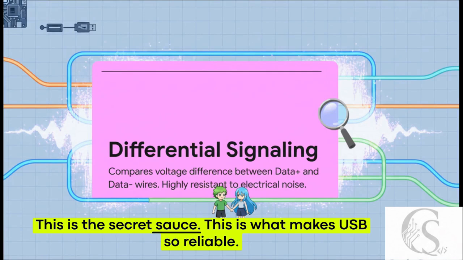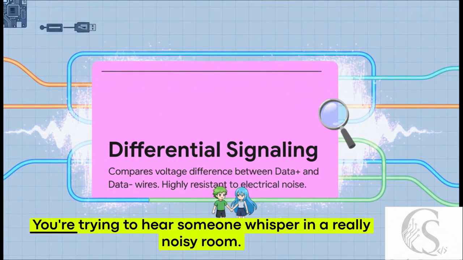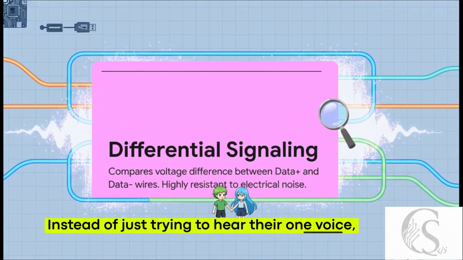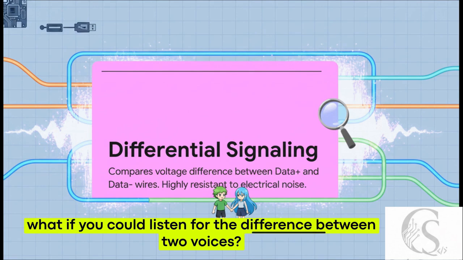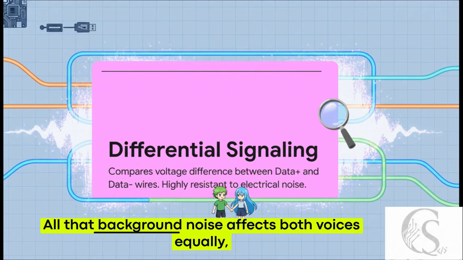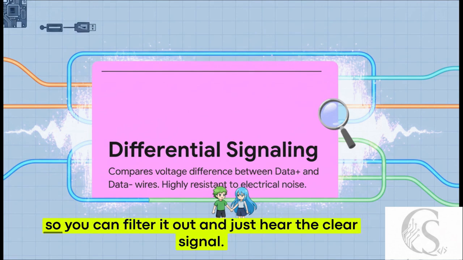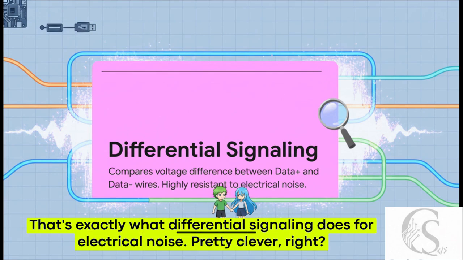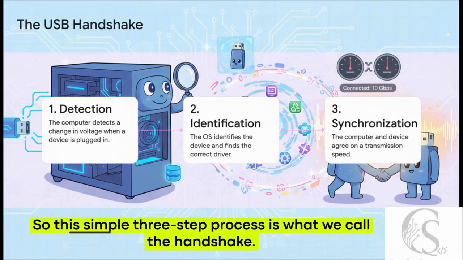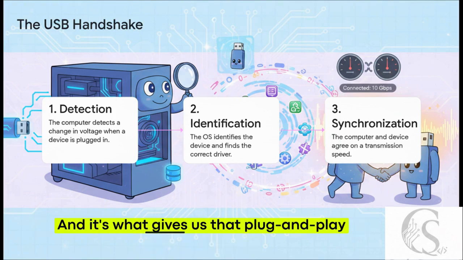This is the secret sauce. This is what makes USB so reliable. Think of it like this. You're trying to hear someone whisper in a really noisy room. Instead of just trying to hear their one voice, what if you could listen for the difference between two voices? All that background noise affects both voices equally, so you can filter it out and just hear the clear signal. That's exactly what differential signaling does for electrical noise. Pretty clever, right?